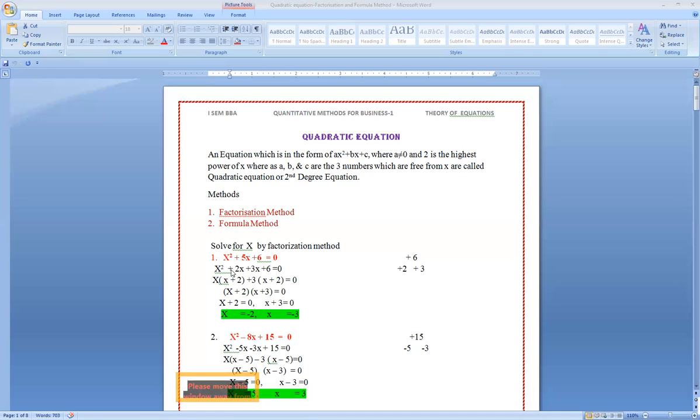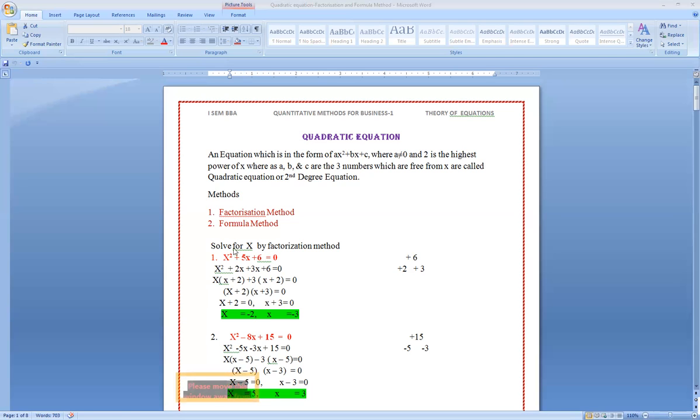Here question number 1 is given, that is x square plus 5x plus 6. This is nothing but ax square plus bx plus c equals 0, the form of a quadratic. So here a is 1, the value of b is plus 5, the value of c is 6. We need to calculate the value of x using factorization. In the case of x square, we assume the coefficient as 1. This is 1x square plus 5x plus 6.